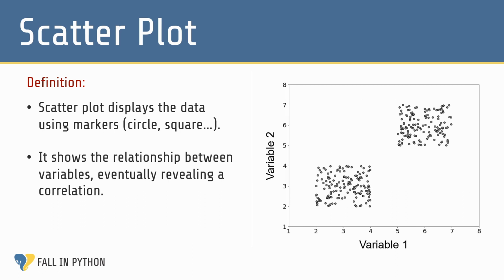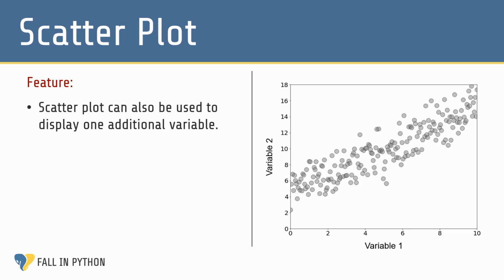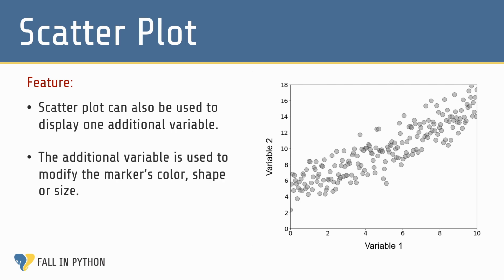But scatter plots are not only useful on regression problems, it can also indicate if our data is clustered. What else can we do with this plotting method? Scatterplot has this special feature, which is the possibility to display one additional variable on our plot. And the way this additional variable is represented is via a modification on the marker, and it can be the color, shape, or size.